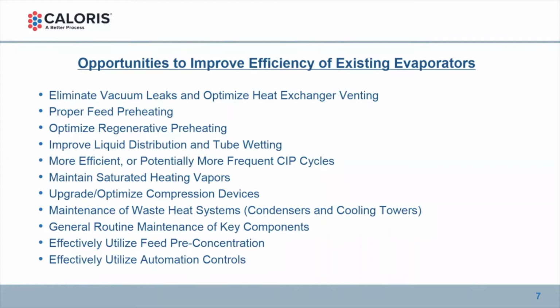Vacuum leaks, of course, and optimizing venting. And that's always the first thing we need to look at and the last thing we need to check on any evaporator. Proper feed preheating and regenerative preheating, utilizing available BTUs of energy that might otherwise be going to waste. Improving the liquid distribution in the tube wetting on the existing evaporator to more efficiently utilize the available surface area. More efficient or maybe even more frequent CIP cycles. And in fact, I'll get into a few more slides here.